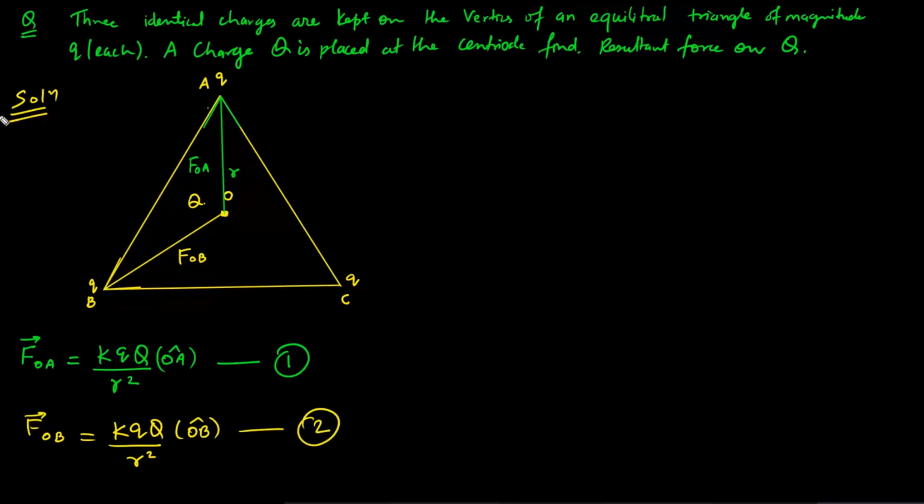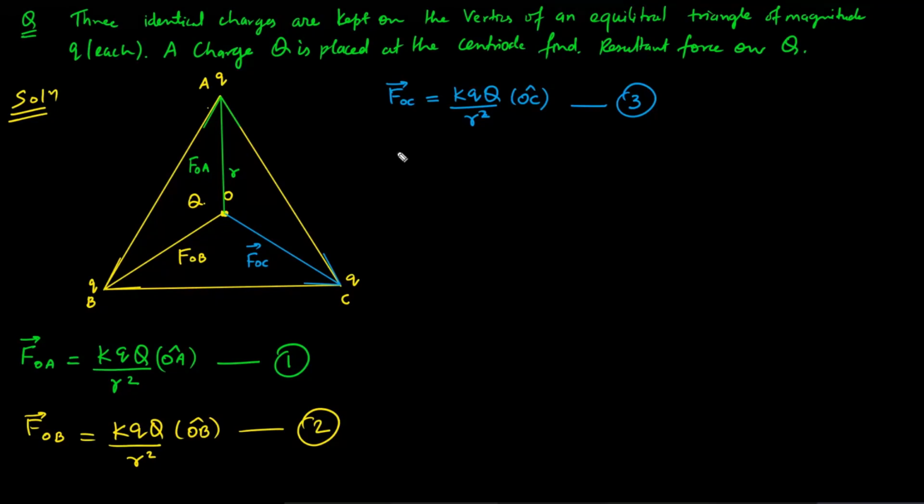In the same way, the direction of force on capital Q because of the charge on C will be towards C. So it will be k q Q upon R square into OC cap. Let's say this is the third equation. Did everyone understand up to here?